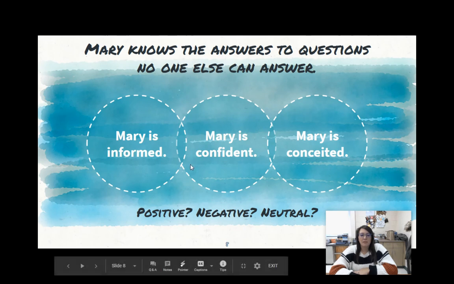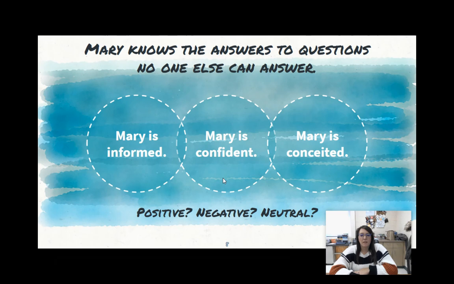People want to be confident. Confidence is seen as a strength, whereas conceited is seen as a negative. You do not want to be conceited. A person who is conceited is all about themselves. They think they're good at everything. You can go from confident to conceited pretty quickly.